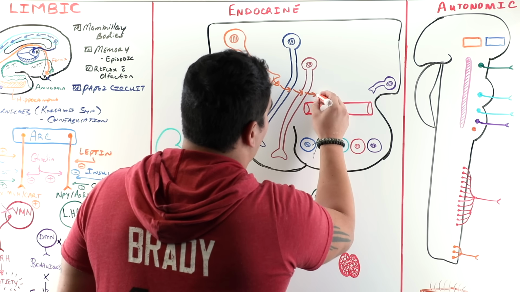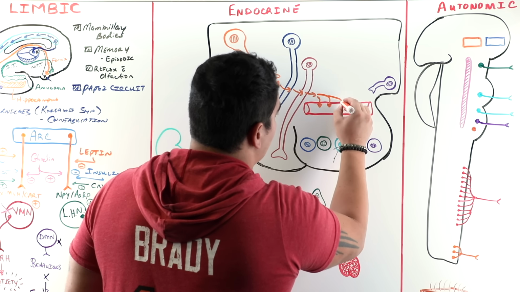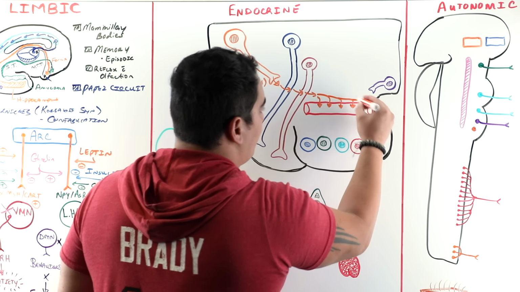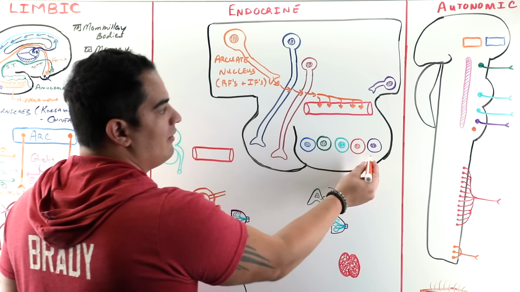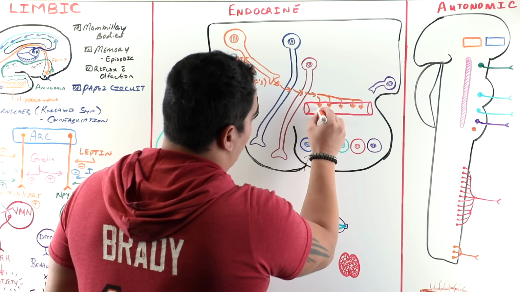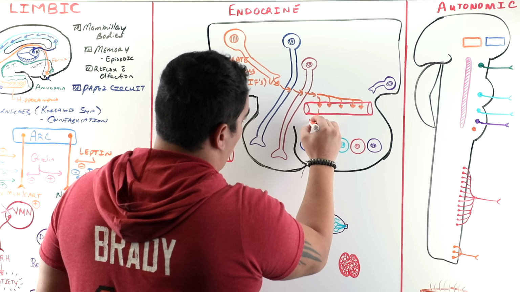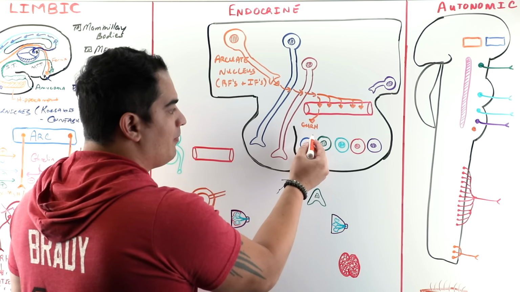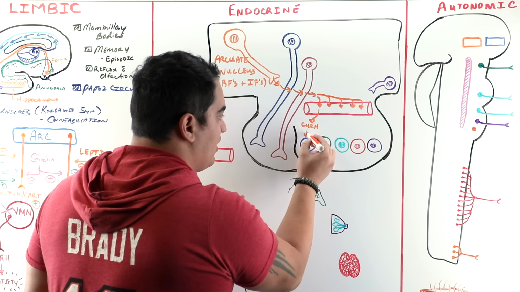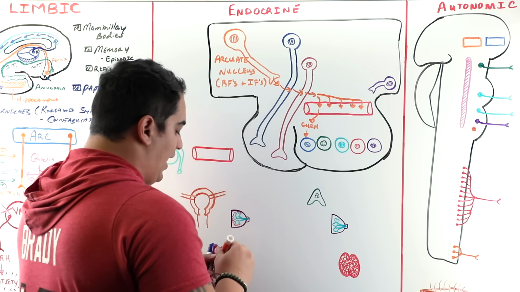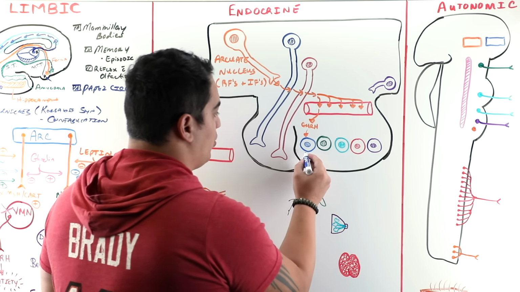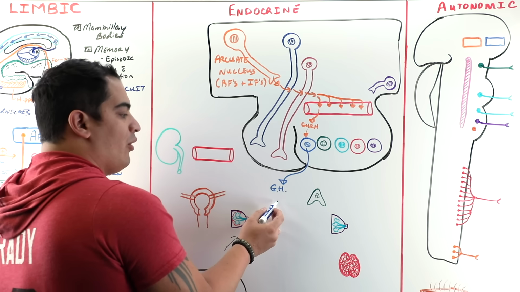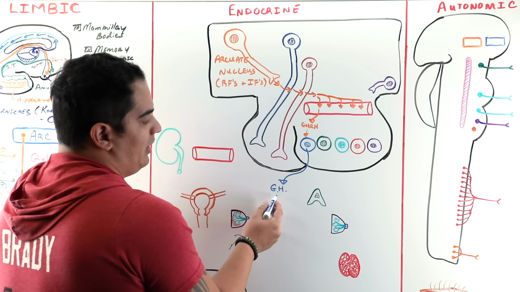So from here, it'll release multiple hormones, and these hormones will then move through the portal system to these different types of cells. So for example, one of the hormones that it makes is called growth hormone releasing hormone. What will that do? Well, that will actually act on specific types of somatotrophic cells and stimulate those somatotrophic cells to release a particular hormone called growth hormone. And you know what growth hormone does. It's involved in stimulating the liver.